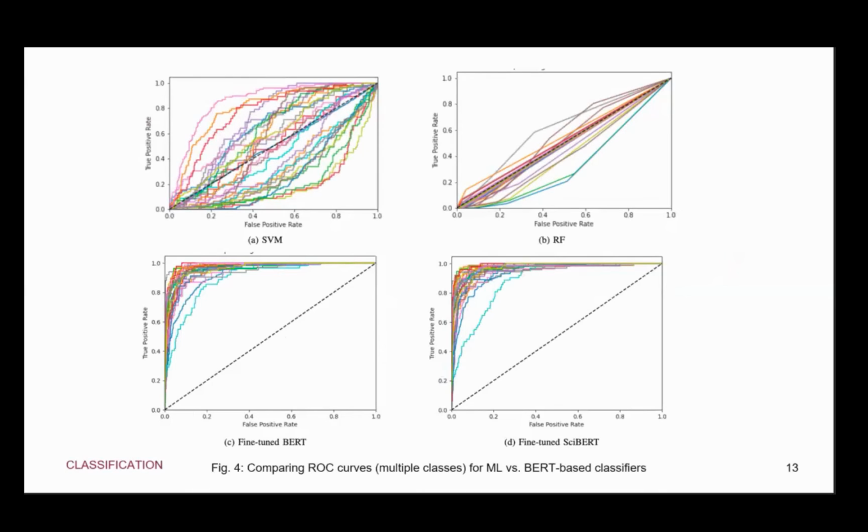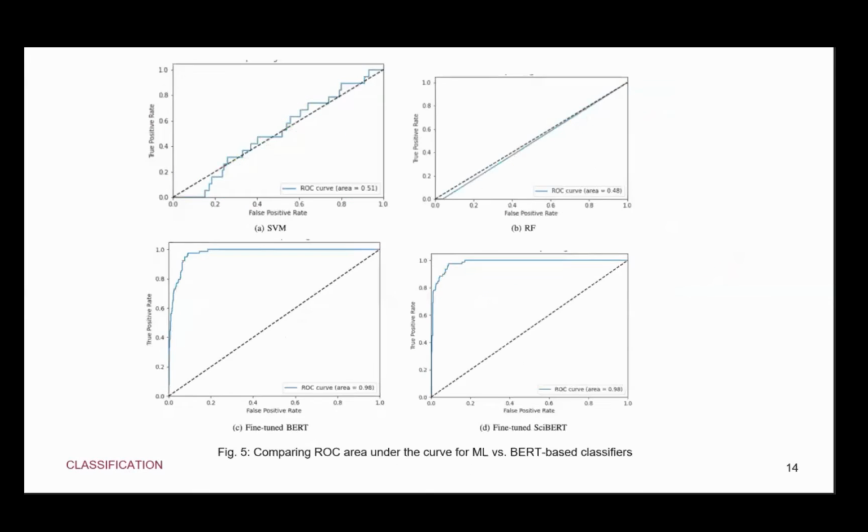This is a ROC curve, the receiver operator characteristic curve that I was talking about. We measure the area under the curve for SVM, random forest, and the best version of our language model-based classifier. This particular graph shows multiple classes. And here we just see the area under the curve. We do see that for machine learning models, the highest area under the curve was 0.51, whereas for language model-based classifiers, the area under the curve was much larger at 0.98.